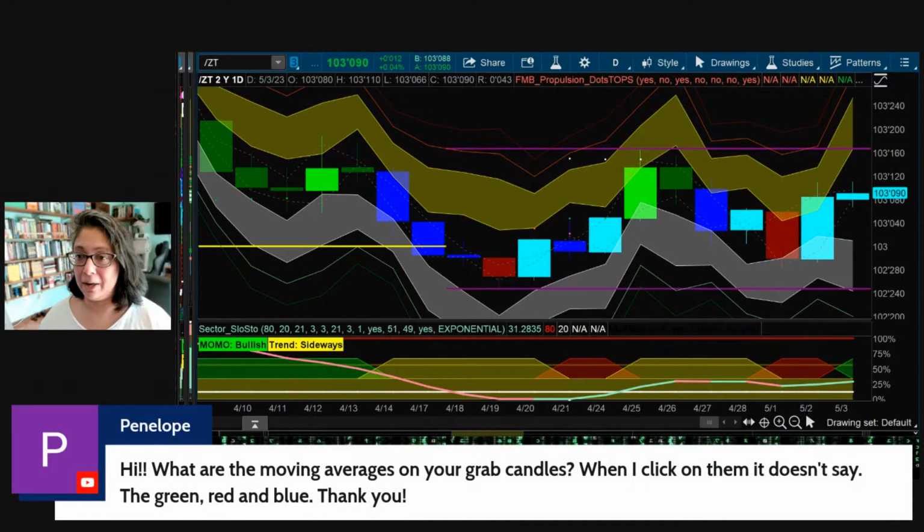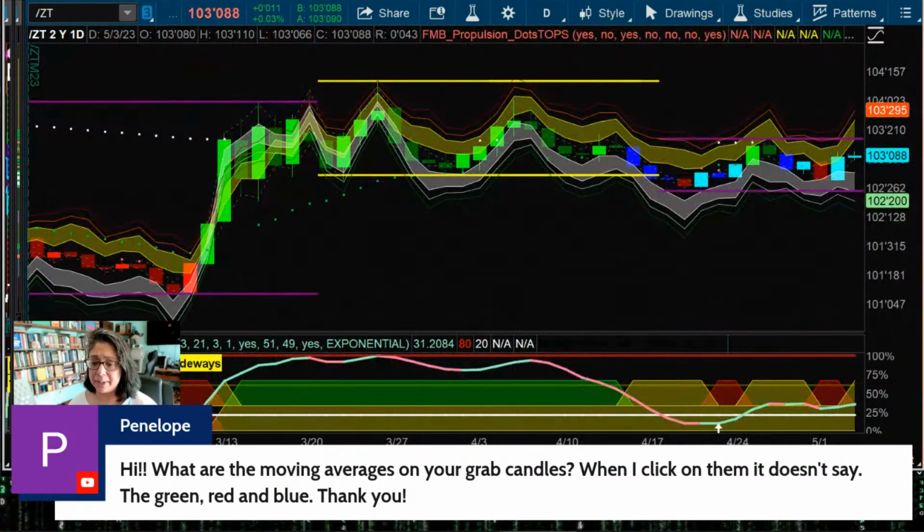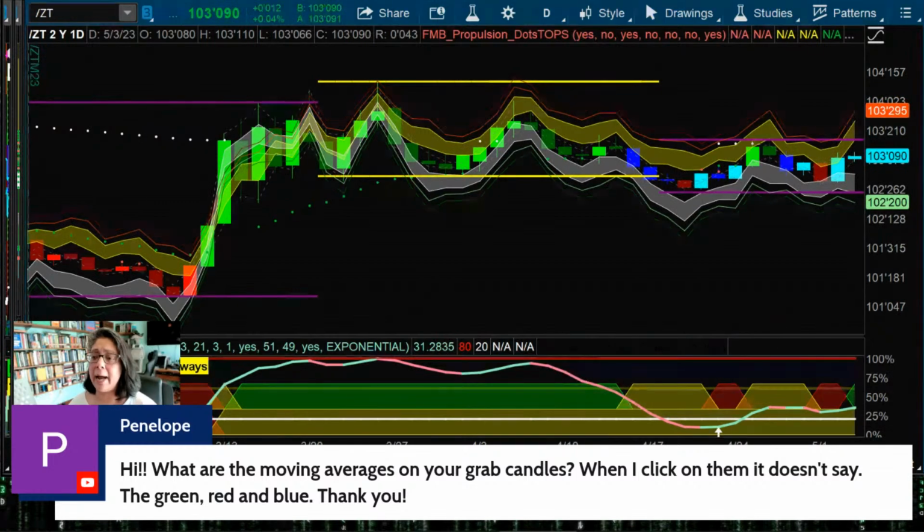Penelope asks, hey there, Penelope, what are the moving averages on my grab candles? When I click them, it doesn't say red, blue, green. So the moving averages on the grab candles, the candles themselves aren't where the moving averages are at. They color code in accordance to where price is. So here's the moving averages, Penelope.